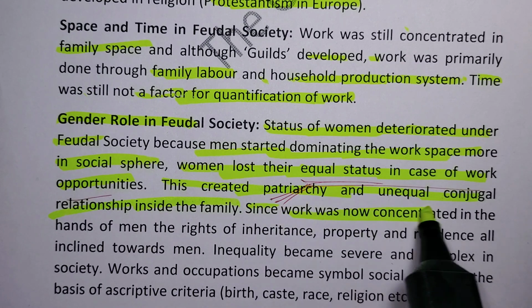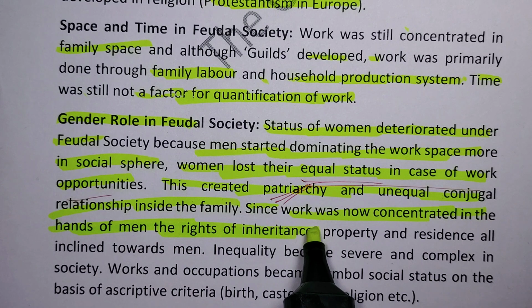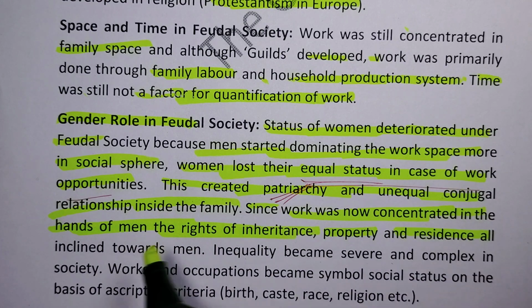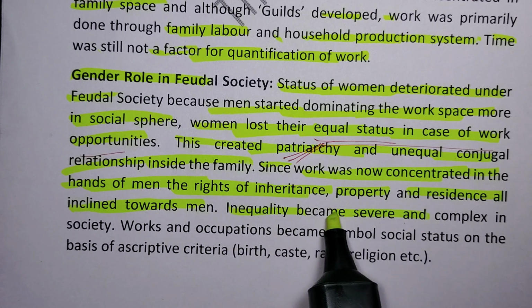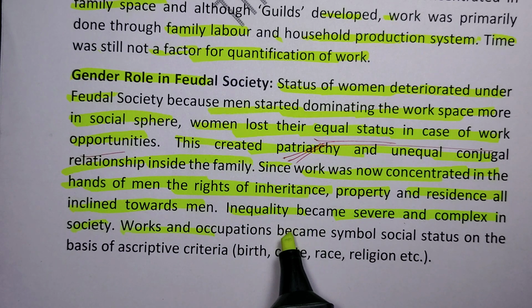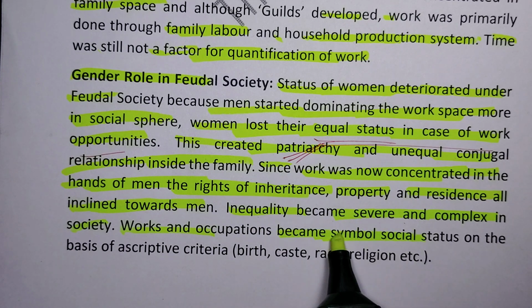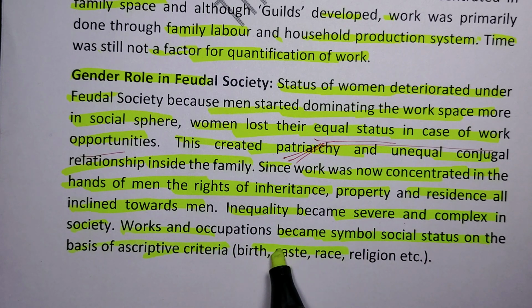Since work was now concentrated in the hands of men, the rights of inheritance, property, and residence all inclined towards men. So, patriarchy developed during this time. Inequality became severe and complex in society. Work and occupation became symbols of social status on the basis of ascriptive criteria: birth, caste, race, religion, etc.